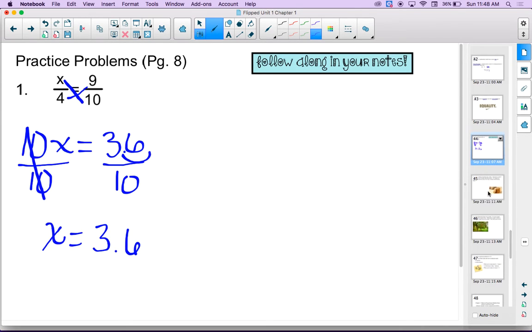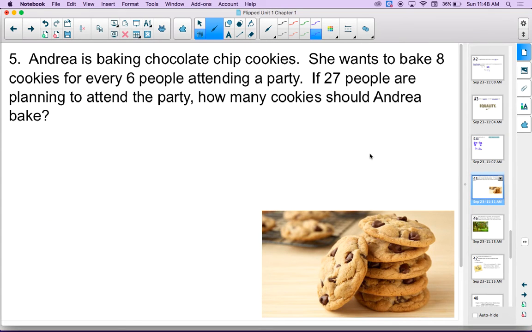Let's see an actual word problem here. This one's about cookies. This is also from your note packet. It is number 5, so you should be following along in your notes as well. We've got a girl named Andrea, and she's baking chocolate chip cookies. She wants to bake 8 cookies for every 6 people attending a party. So that's that important ratio that's sticking out to us. 8 cookies for every 6 people. I'm going to underline that. 8 cookies for every 6 people.